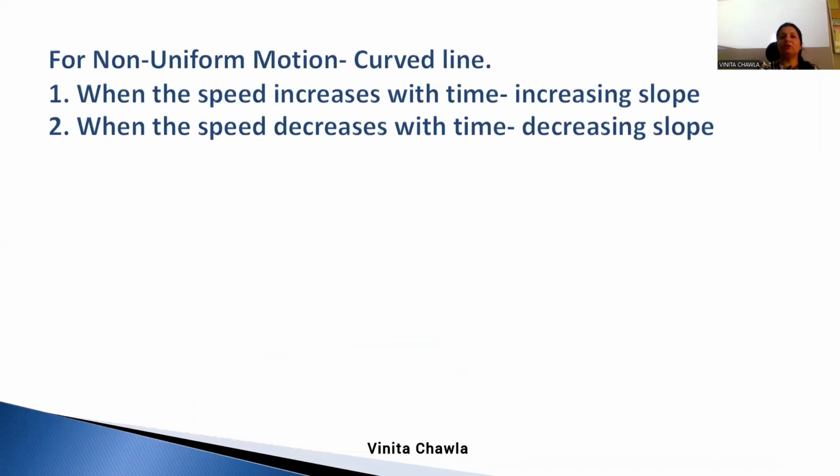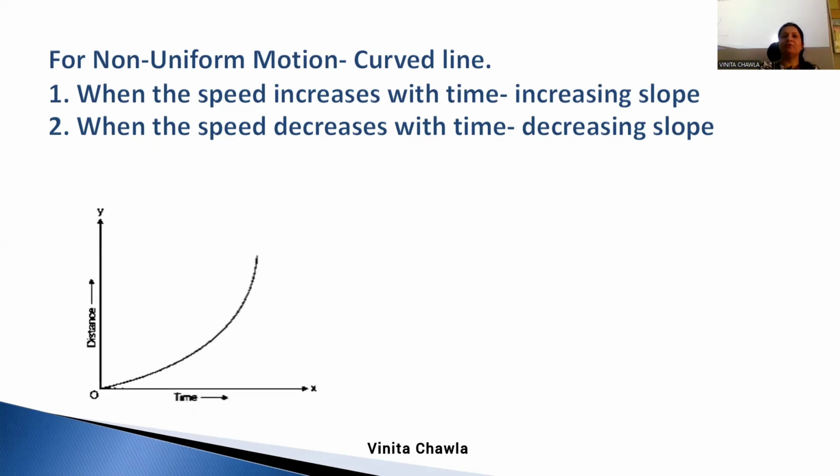For non-uniform motion, we get a curved line. So when the speed increases with time, then we have an increasing slope like this. When the speed increases with time, मतलब speed बढ़ रही है उसकी, तो हर बार it is covering more and more distance as compared to the previous time interval, then we get the increasing slope like this. Okay, but it is a curved line. Curved line shows that speed is not constant. Speed is increasing, na? It is not constant.